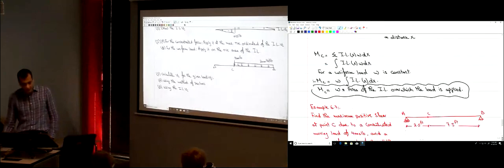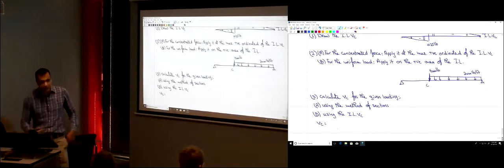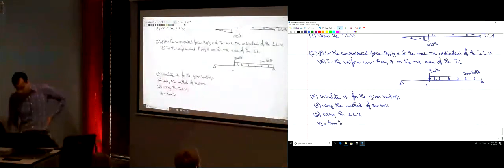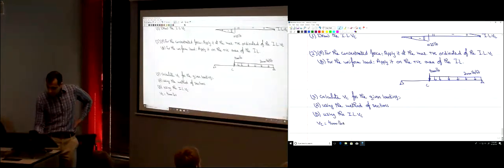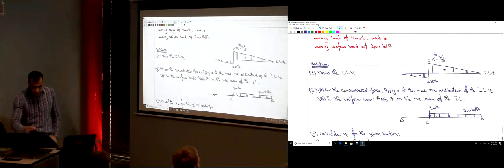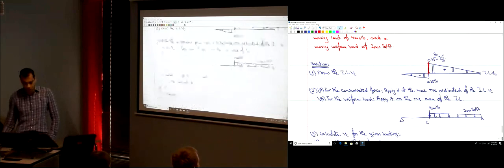So what do we have here? VC, we have both. We have a concentrated force. How much is the concentrated force? It's 4,000 pounds. I should multiply this 4,000 pounds by the height of the influence line over which it is applied. How much is this height? 0.75.